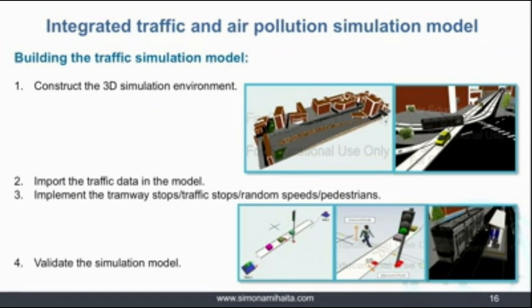So we then started to build our traffic simulation model. What you see here is a 3D image of our boulevard near the train station, and it also contains tram stops mixed with normal traffic. We imported all the data that we had into the model, and then we implemented all the tram stops. Also, we had pedestrians in the model, so everything was integrated together with all the data. At the end, we ran the model and compared it with manual checks in the city, simply because it was possible to do that. We didn't have a big simulation, and we could validate our results very easily.